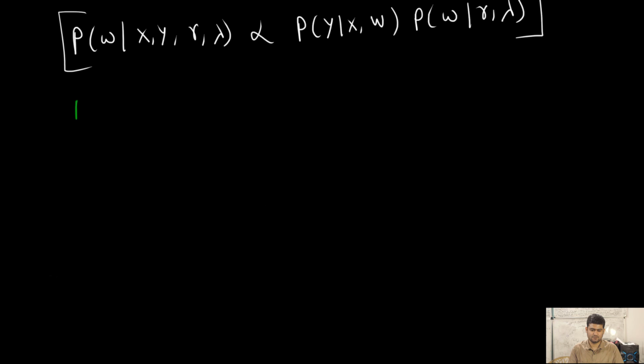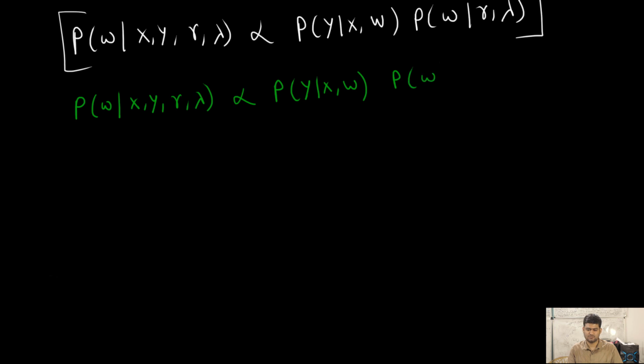So P of W given X, Y, gamma, lambda is proportional to P of Y given X, comma, W times P of W given gamma, comma, lambda. Here you can see we have no semicolon. It means that W is a random value. The conditional distribution of Y is dependent on both X and W. Right. So this is our prior distribution.